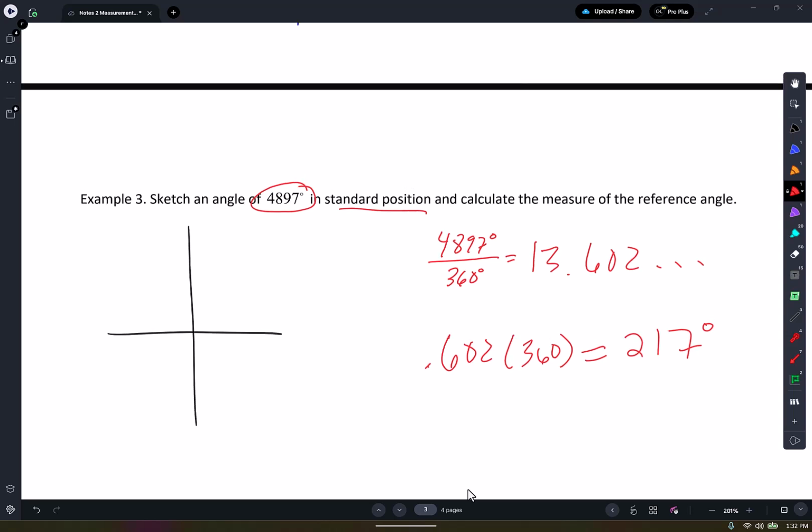So 217 degrees, what quadrant is that in? 3. So I'm going to go bam, like that. There it is. I'm going to say that's 217 degrees. I'm going to go in blue, and I'm going to write theta r. What is my reference?